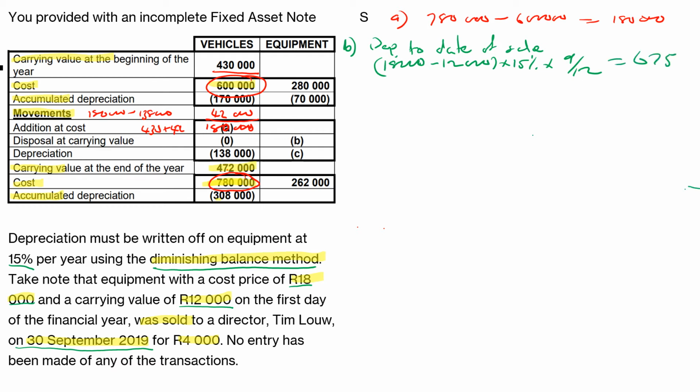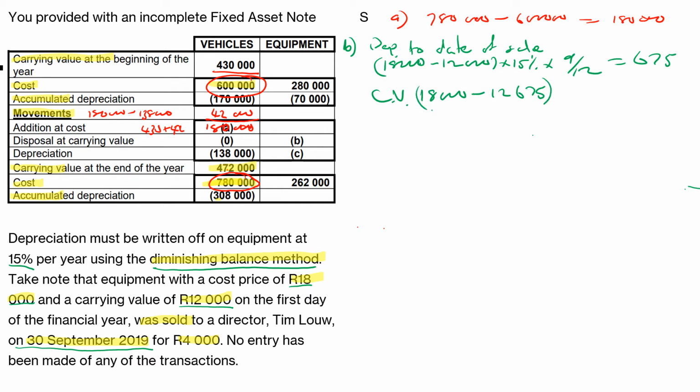So the carrying value on date of sale will be 18,000 minus 12,675.